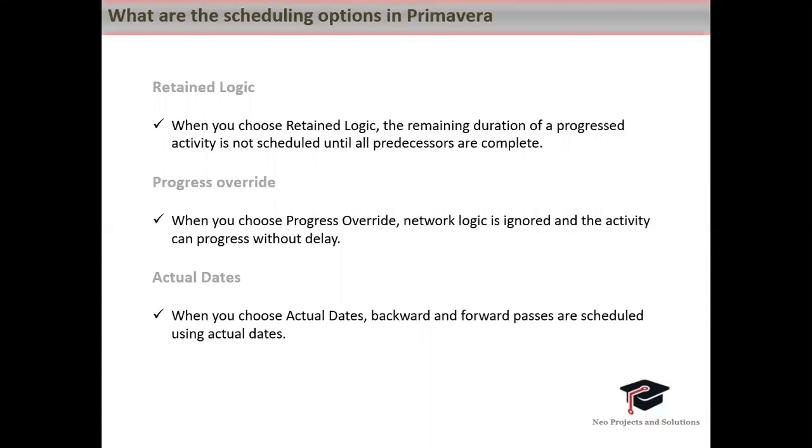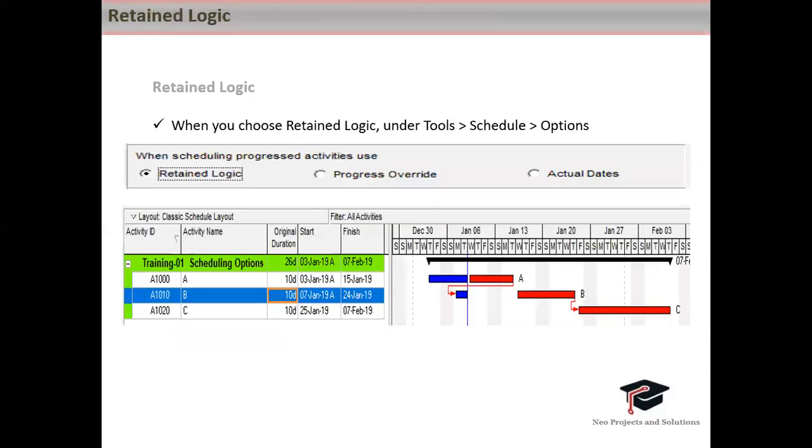Then actual dates. When you select actual dates, your backward and forward passes are scheduled using your actual dates. There is a possibility sometimes that you can select the actual dates in the future. So your finish date of the activity may be in the future and you can select that, and everything will get calculated based on the actual dates. So let's understand by examples.